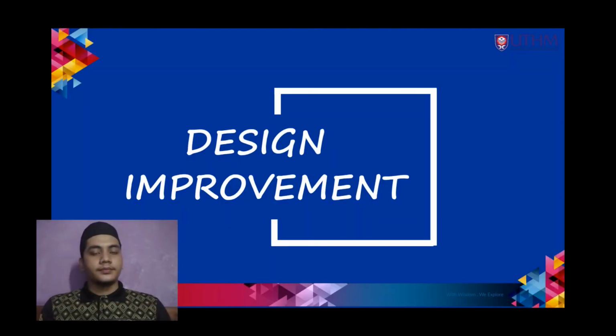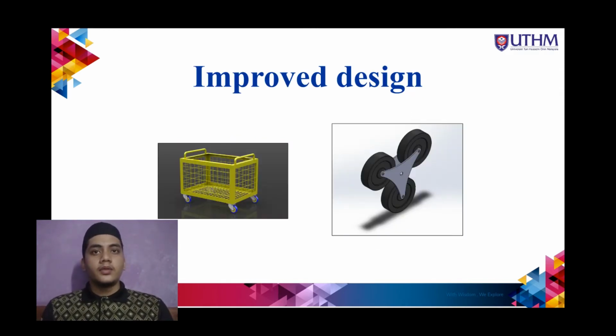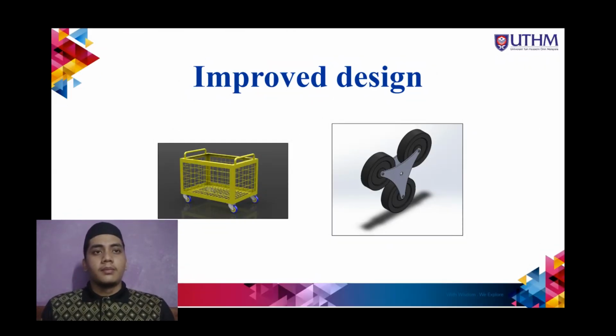Design improvement. As you can see, that is our original design. To improve our design, we decided to add a tri-wheel and a cage to the trolley. The function of the tri-wheel is to make it easier when climbing stairs. Meanwhile, the cage is so the loads will not fall apart when we are moving the trolley.